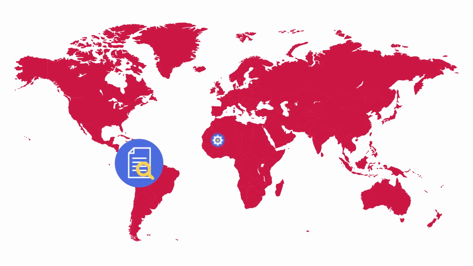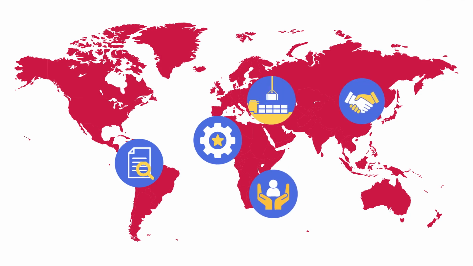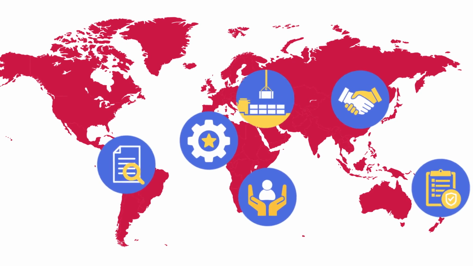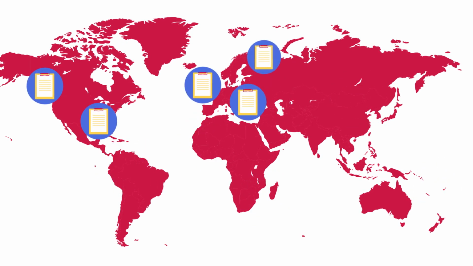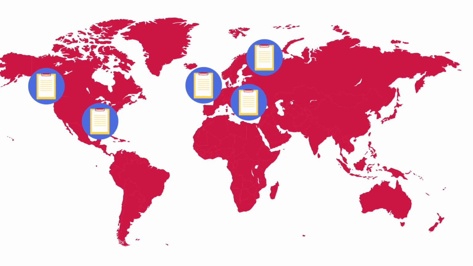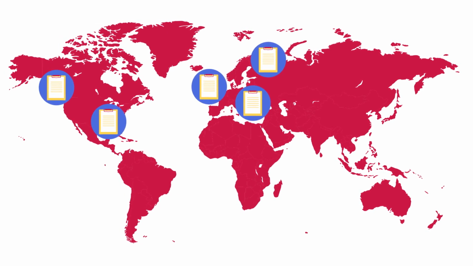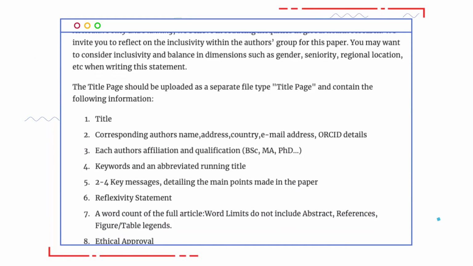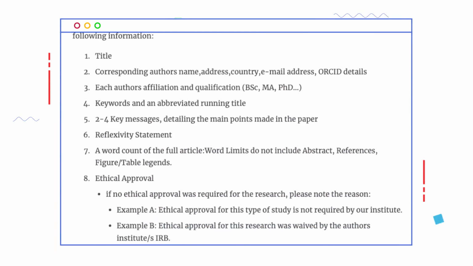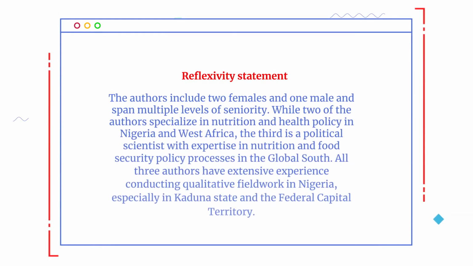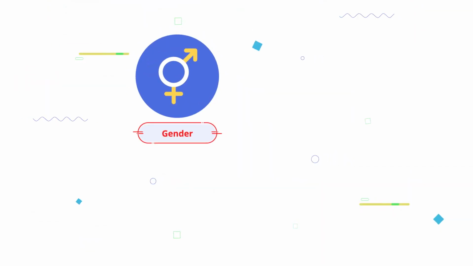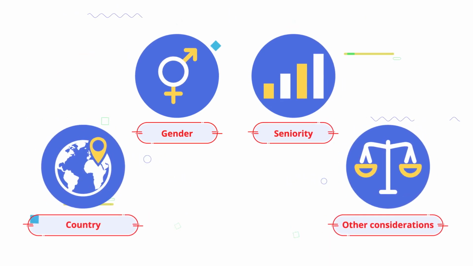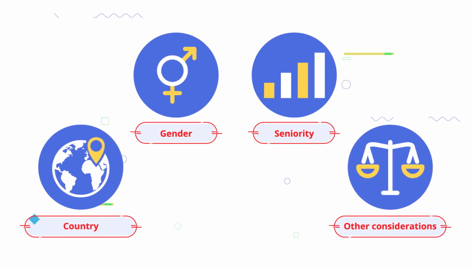Health Policy and Planning is an international journal with a particular focus on supporting research and projects relating to low and middle income countries. If all named authors are from high income countries, please clarify the reason for this on the title page and in your requested reflexivity statement. The reflexivity statement encourages authors to reflect on their own practices and provide a statement detailing inclusivity and balance in dimensions such as gender, seniority, regional location, along with any other measures made to reduce inequities in global health.